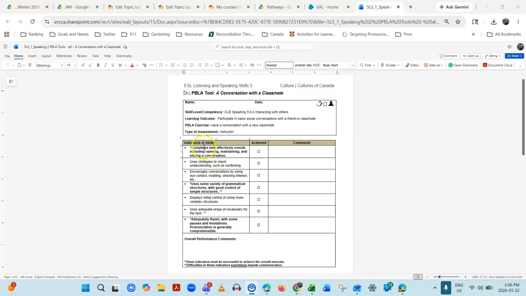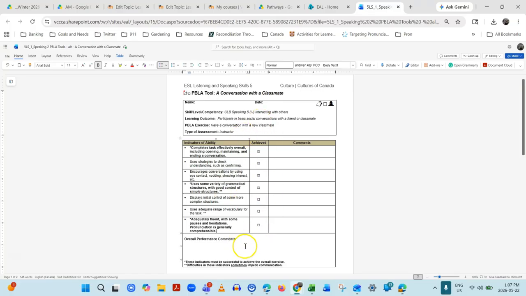And they must also achieve the bolded indicators. So this is the bolded indicator here, which is completes tasks effectively overall. The second one is uses some variety of grammatical structures, and the third one is adequately fluent with some pauses and hesitations. So they must achieve these three bolded ones, and they must achieve at least 5 out of 7. So they would have to achieve these 3 and 4 other ones. So this one. So this would be 1, 2, 3, 4, 5.